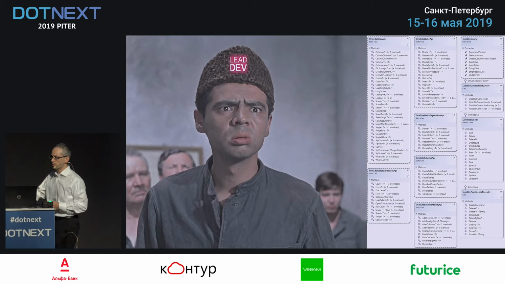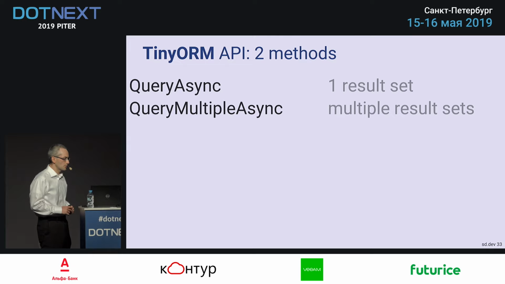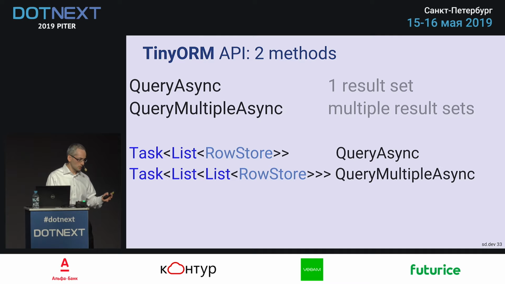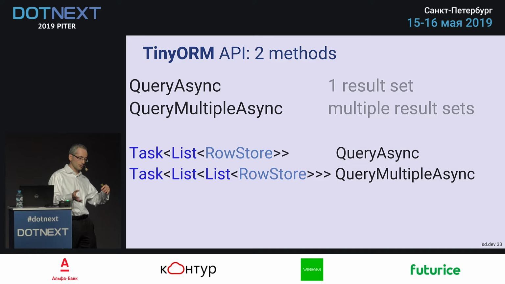So as an alternative, something like tinyORM, for example, exposes only two methods. There are just two APIs. QueryAsync that returns a single result set, and QueryMultipleAsync for multiple result sets. In terms of signatures, QueryAsync returns, obviously, a Task of List of RowStore, and QueryMultipleAsync returns a list of RowStore. And RowStore, in this case, is just what tinyORM calls its DTO. So RowStore is just a DTO, data transfer object.